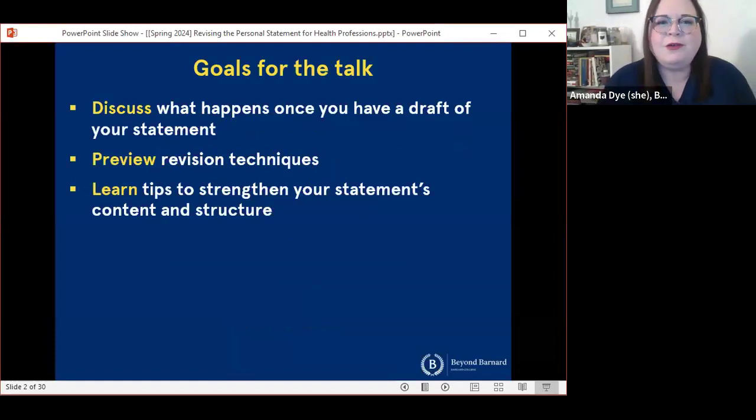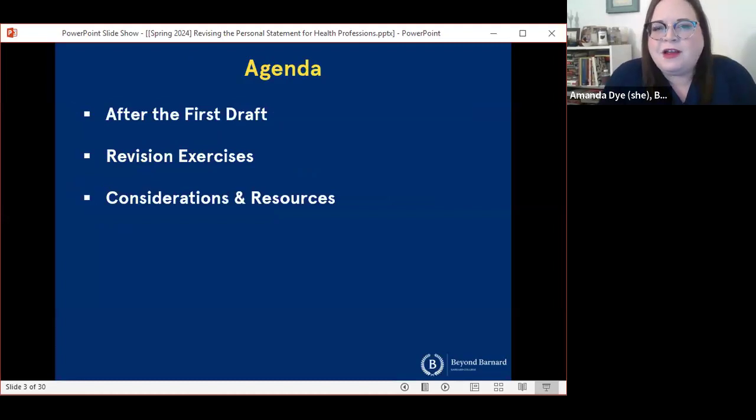Quickly, I want to let you all know the goals that I have this evening, given that we only have an hour together. First, to discuss a little bit about what happens once you have a draft of your personal statement. I'll preview some revision techniques that I often encourage people to test out, so I'll walk you through a few exercises that you can do outside of the context of this presentation. And then we'll talk through different types of revision, and I'll give you some tips for strengthening your statement's content and structure. So with that, we'll get started by talking about what happens after you have a first draft.